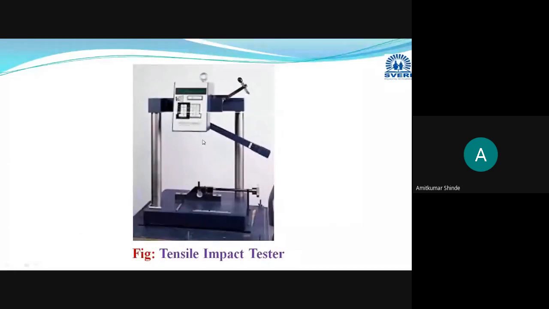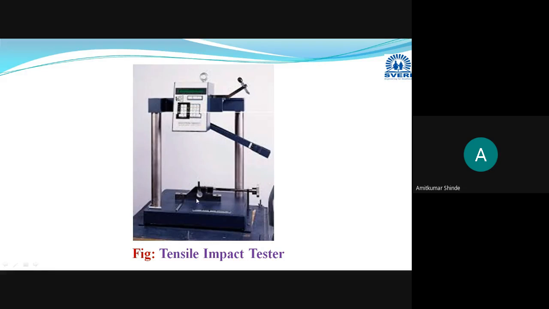What you have to write in the test procedure: initially, the first step will be test specimen preparation. Then after specimen preparation, you have to fix that specimen here, and you should fix it in such a way that it forms a cantilever beam.